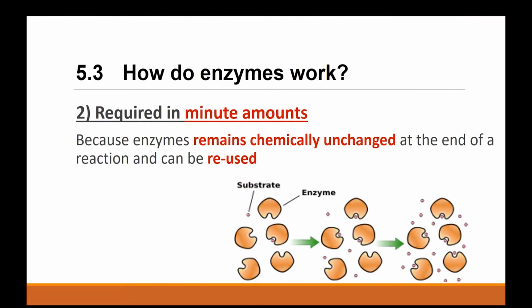The next characteristic of an enzyme is that it is required in minute amounts. I've mentioned just now that minute means small quantities. Why so? Because enzymes, at the end of the reaction, are chemically unchanged, so nothing happens to them, which means that they can be reused over and over again. Hence, you don't need a lot of enzymes for the reaction to start, so a small amount of it is good enough.